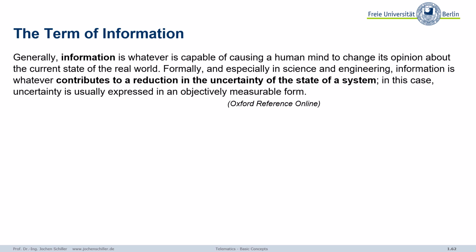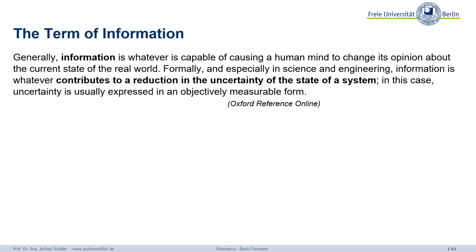Formally, especially in science and engineering, information is whatever contributes to a reduction of the uncertainty of the state of a system. Okay, what does it mean? And what's the difference when we talk about data and information? So, what changes your opinion?